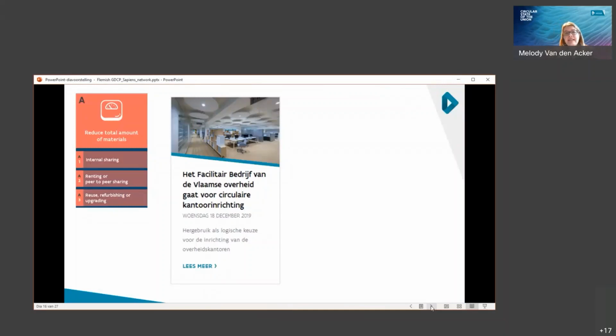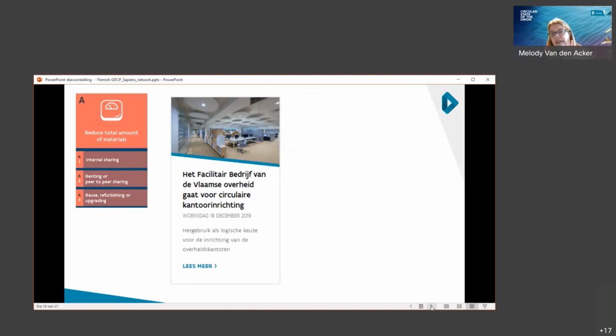The first case is of the Facilities company of the Flemish government. They have offices all over Flanders, and they wanted to focus on their office furniture and on the reduction of the total amount of materials that are used. The first thing they did was make an inventory of all the furniture that was available at these different locations, so that they had a library and it was easier for people to ask for furniture to come to their specific office buildings. And they also had a framework contract with a refurbishing company.